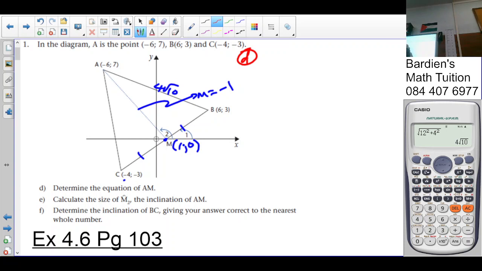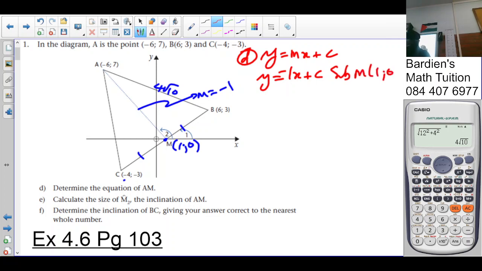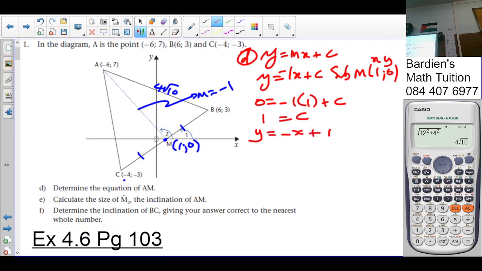How do you calculate the equation? What would the standard form of the equation of a straight line be? y equals mx plus c. But what do we have at this point? Gradient. So y is equal to 1x plus c. So let's substitute the point that's lying on this graph. So you will substitute m, which is negative 1, and 1 and 0, an x and a y. So 0 is equal to negative 1 times 1 plus c. So c is 1. So y is equal to negative x plus 1.